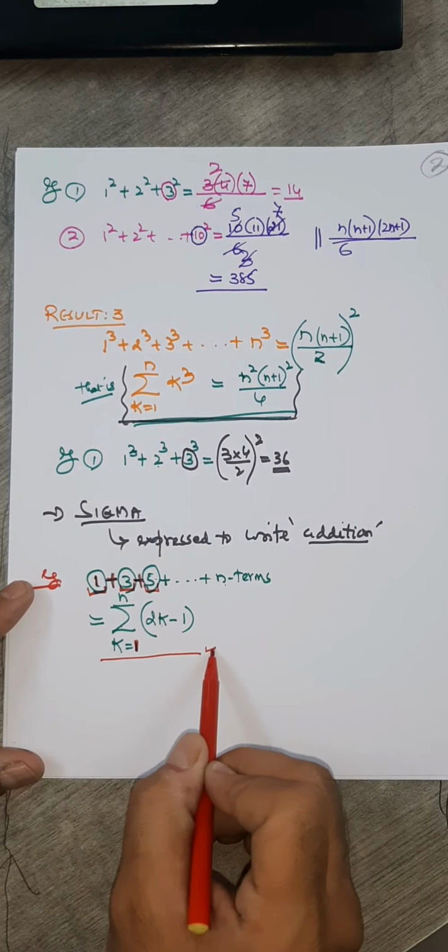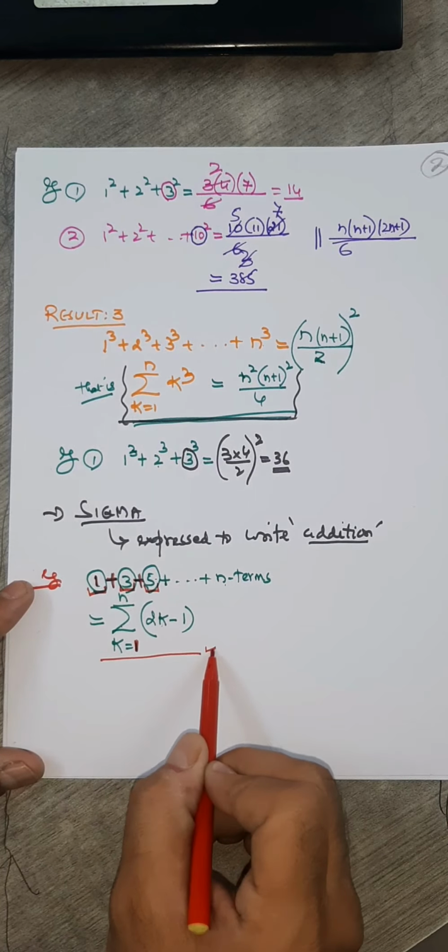Suppose I have ak plus bk. That means what I'm trying to tell you: if you have addition, you can take the sigma inside. Sigma k runs from 1 to n ak plus sigma k runs from 1 to n bk. If you have addition here, you can take the sigma inside. Not only for addition. If you have minus, again you can take the sigma inside.